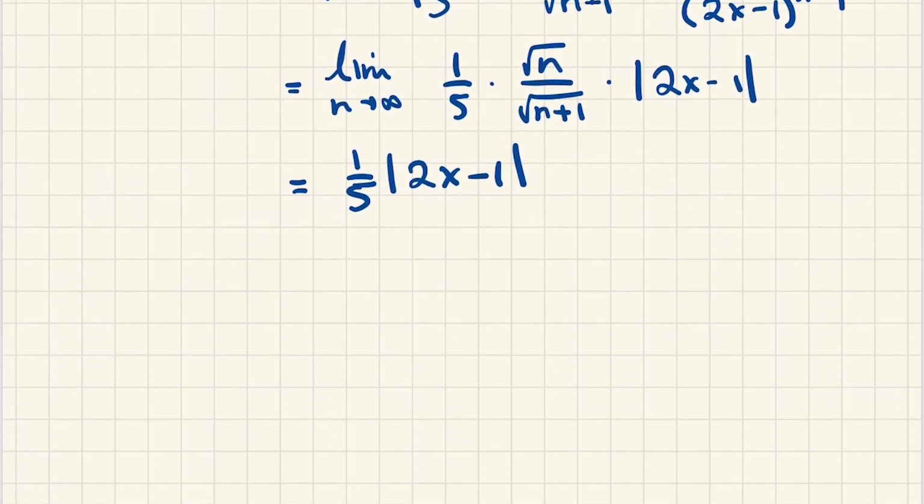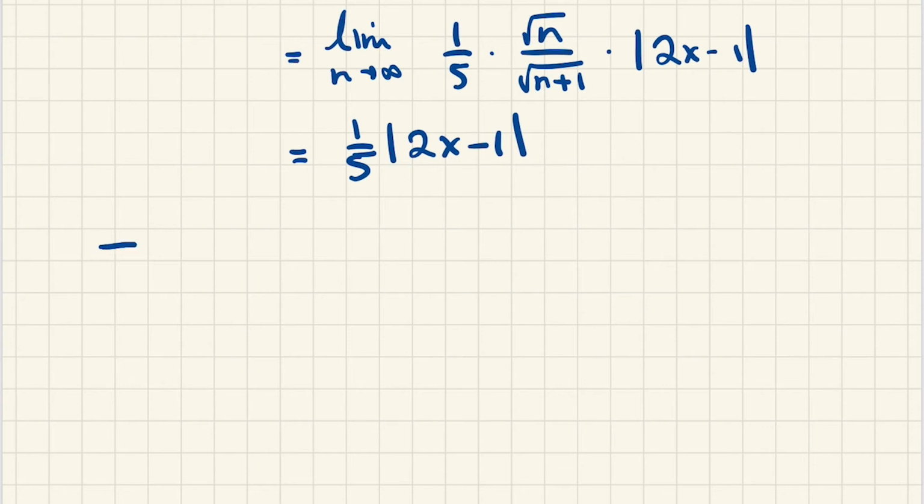1/5 times absolute value of 2x minus 1. Okay, so we're now going to solve the inequality, this thing less than 1, in order to find exactly what the interval of x values is that makes the ratio test evaluate to a ratio of less than 1. Right? So that's going to give us almost all of our interval of convergence. We would just have to check the endpoints manually at that point.